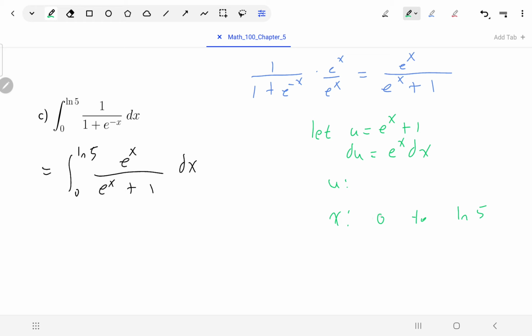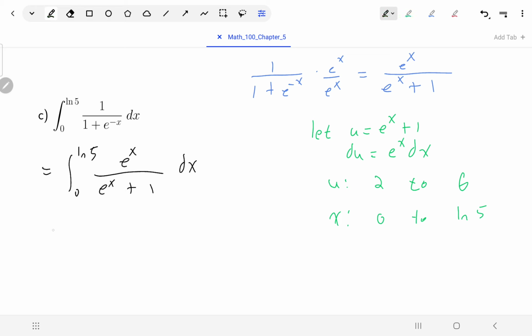Well, when x is 0, u would be e to the 0, which is 1, 1 plus 1, which is 2. So it looks like u is going to start at 2. And where is it going to end? Well, x is ending at natural log of 5. U would be e to the natural log of 5. E to the natural log of 5 would just be 5. And 5 plus 1 would be 6. So it looks like 6 is where we're ending.